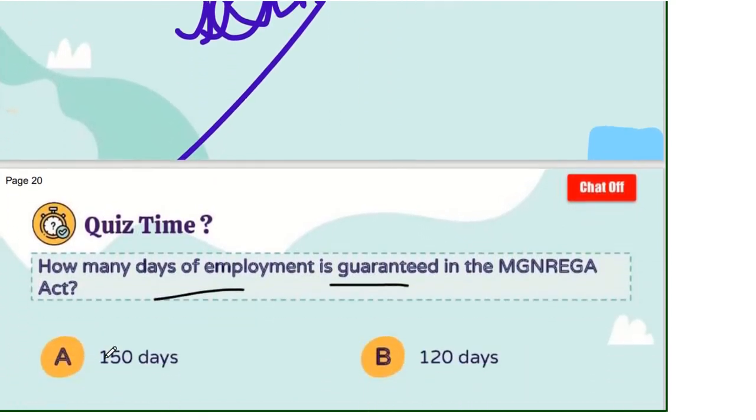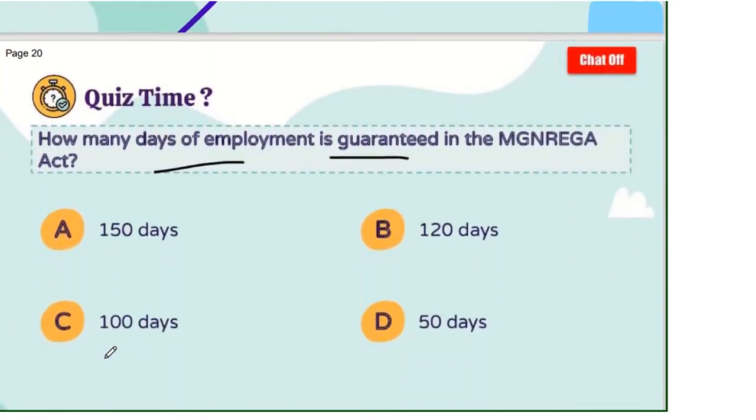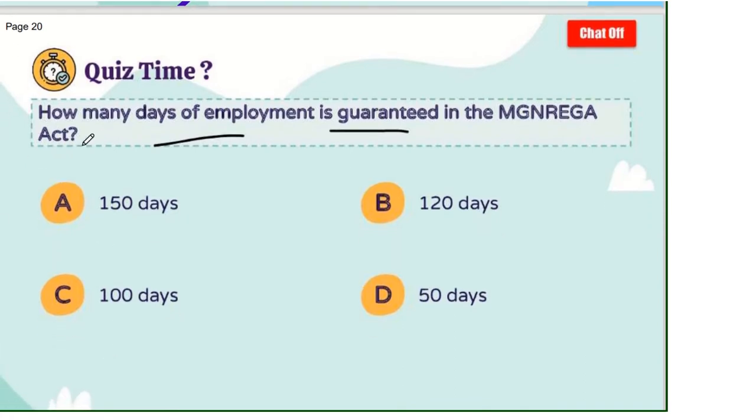How many days of employment are guaranteed in the MGNREGA Act? Try to recall, it was simple. MGNREGA came in 2005, Mahatma Gandhi introduced it. That means the right to work in 625 districts of India, for how many days do unemployed people get work? Option A 150 days, option B 120 days, option C 100 days, option D 50 days. Fast, answer the question fast.